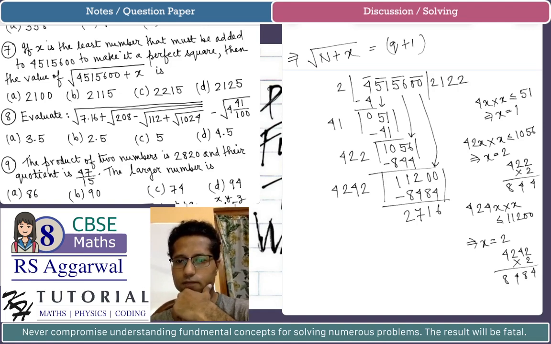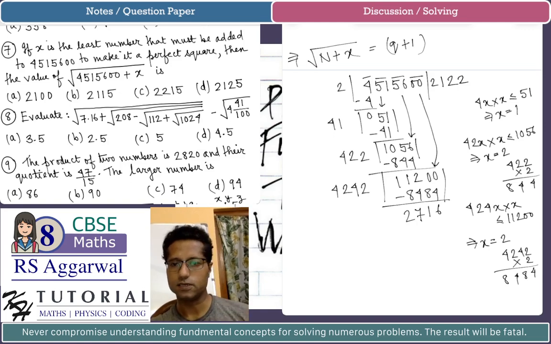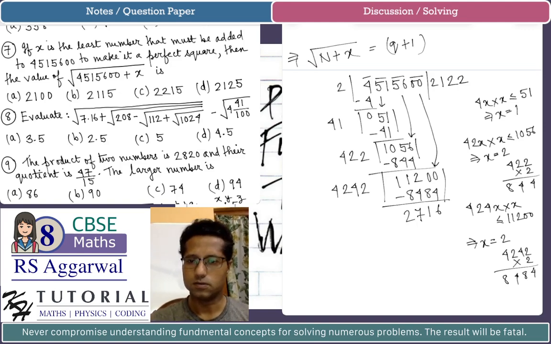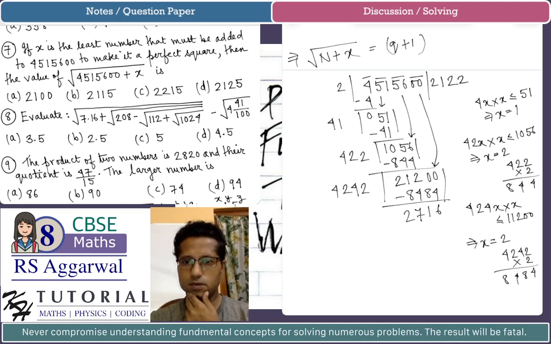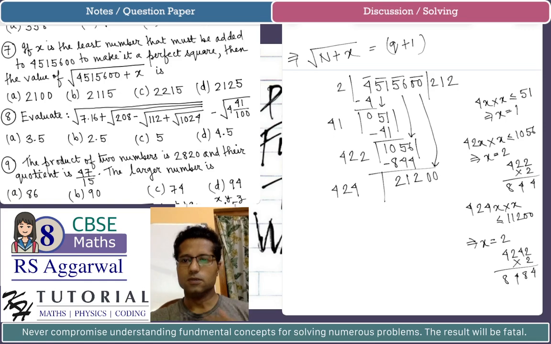Okay. So 844 when subtracted from 1056 is, this is 2 and this is 5 and this is wrong. Okay. So this will be 2. This will be wrong, and this all will be wrong. Okay, so I have up to this.